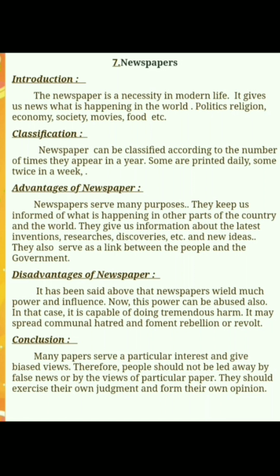Conclusion. Many papers serve a particular interest and give biased views. Therefore, people should not be led away by false news or by the views of a particular paper. They should exercise their own judgment and form their own opinion.